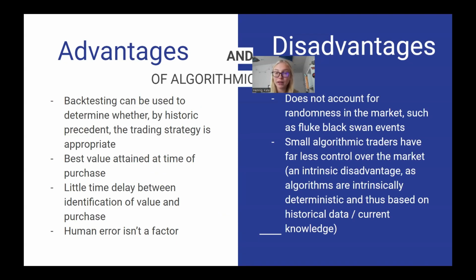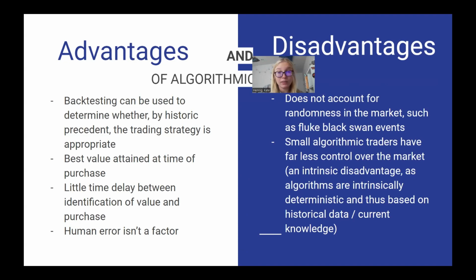Small algorithmic traders have very little control over the market because you're just not able to insert the same amount of capital as large firms can. So you're really just reacting. When you make a trade, it's not going to have any significant pull over the market. And then it's very much a deterministic algorithm. So you're just taking historical data and making conclusions off of that historical data. So it's very much a greedy algorithm.